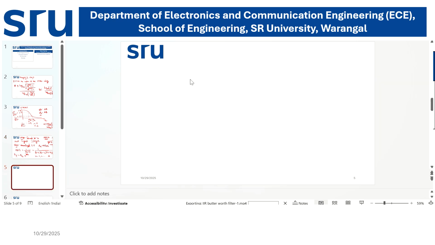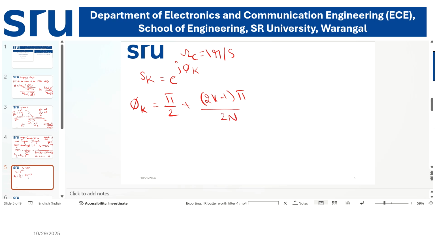Now we have the normalized transfer function, with omega c equal to 1 radian per second. Therefore s_k is equal to e power j phi_k, where phi_k, the phase, is 90 degrees plus (2k minus 1) into pi by 2n. K is equal to 1, 2, 3, and so on up to the order of the filter.